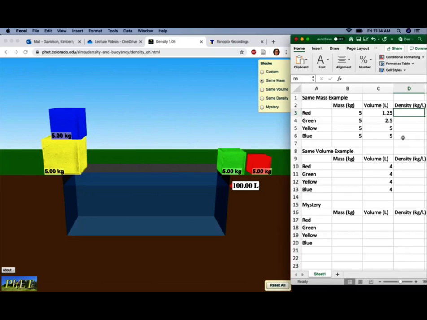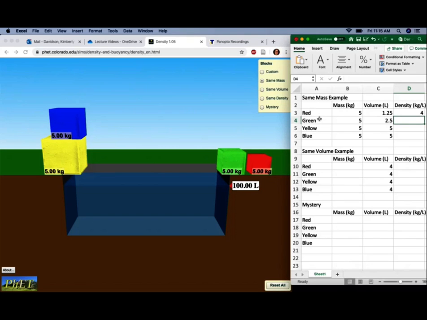Now in Excel, what's really handy is you can use equations to do the work for you. So in density, I'm going to put an equal sign. And we know that density is equal to mass over volume. So I'm going to click on mass, which is in B3, so column B, row 3. Then I'm going to put a division sign, and then click on volume, which is in C3. When I hit enter, I get a density of 4 kilograms per liter for the red cube.